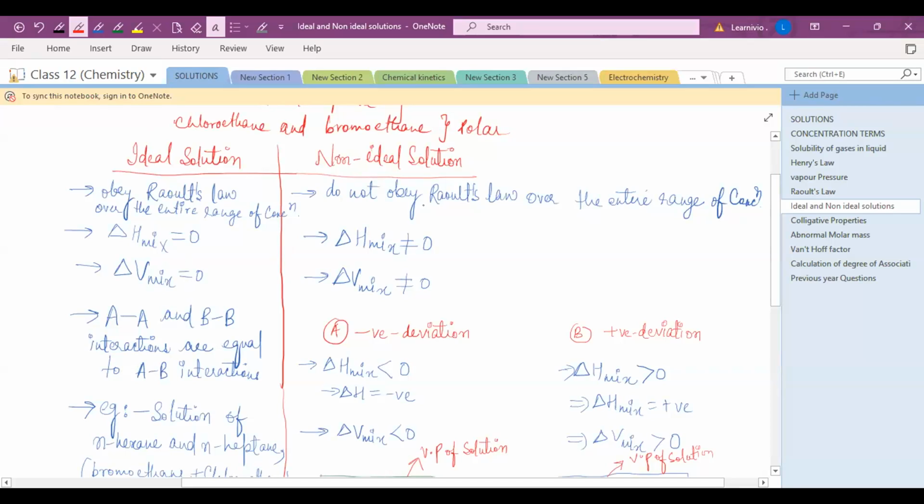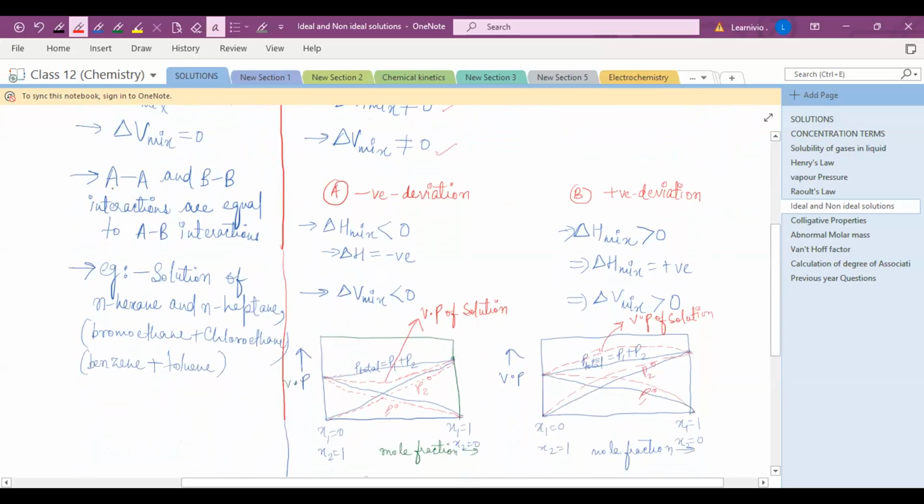Clear? But in a non-ideal solution, the enthalpy change is not equal to 0. It can either be positive or negative. I will discuss when it will be positive and when it will be negative. There are two cases, two deviations it will show. So in the non-ideal solution, the enthalpy change of mixture is not equal to 0, and the volume change of mixture is also not equal to 0. Clear?